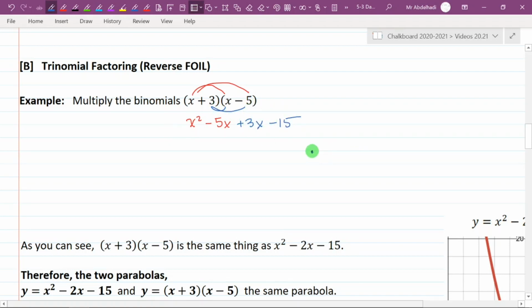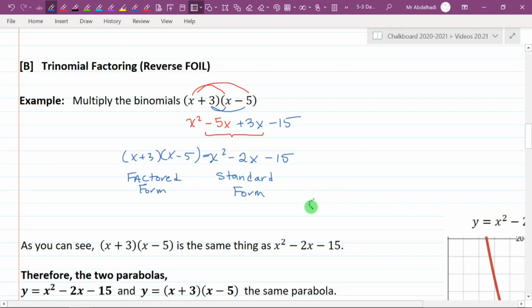And then you combine like terms. And you can see that in the middle here, these are like terms. Negative 5x and positive 3x are like terms. So 3x minus 5x is negative 2x. So we get negative 2x here. This is the same. There's no other like term for that, and this is the same. And there you go. That is what you get when you multiply this binomial times this binomial. Now, this means that x plus 3 times x minus 5 equals this thing over here. They are the same thing. They're just written in different forms. This is called factored form, and this right here is what's called the standard form of a quadratic.